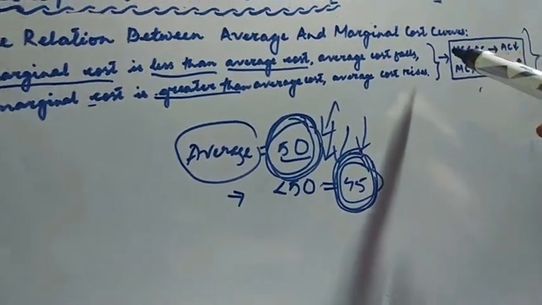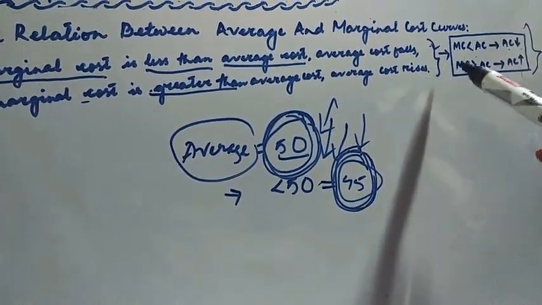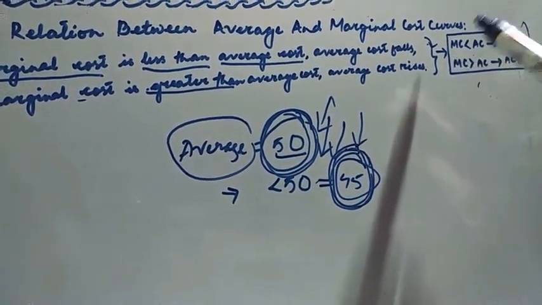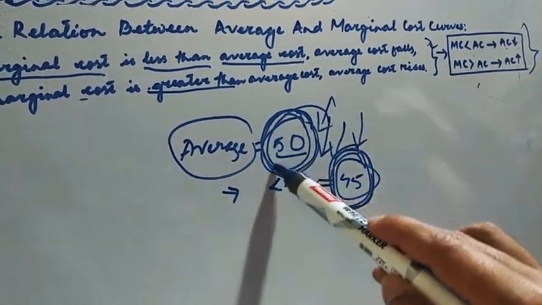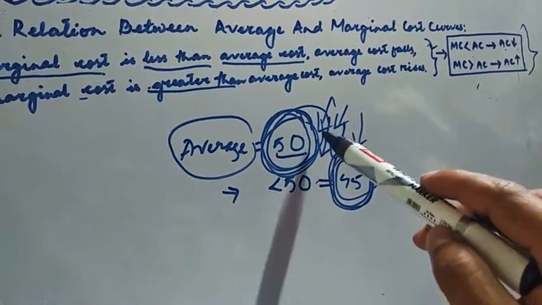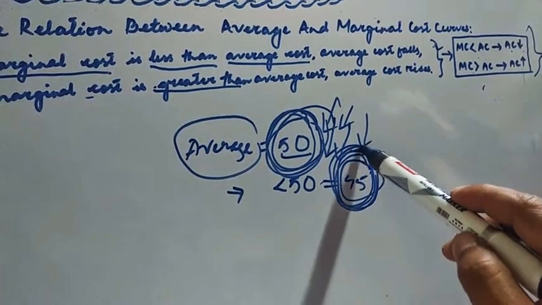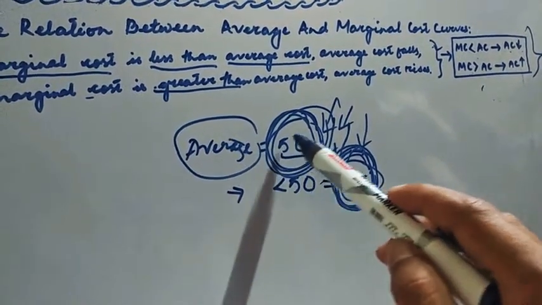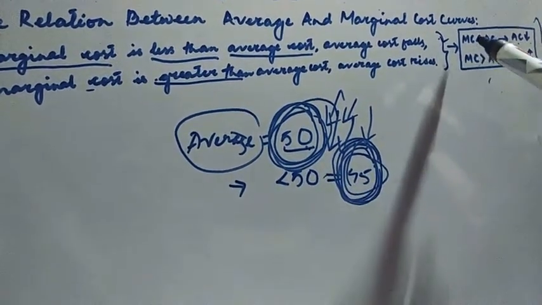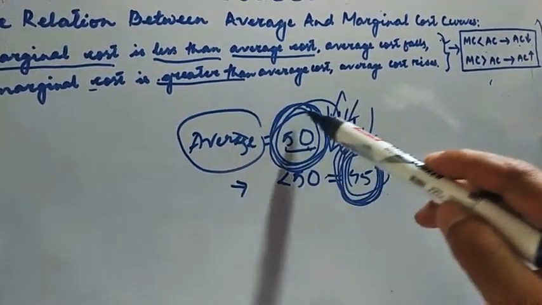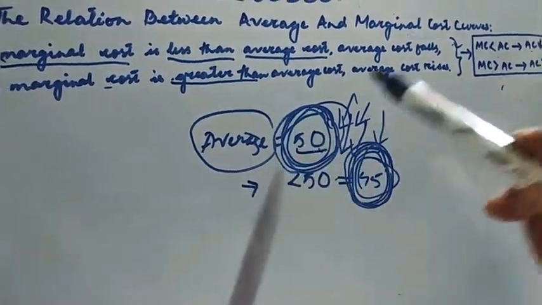So that is the first relation that we have just discussed. If the marginal cost is less than the average cost, then obviously this average cost has to fall. So here 45 is the marginal cost and average cost is 50. Since the marginal cost MC is less than the average cost, this average cost has to fall. So that is the first case.